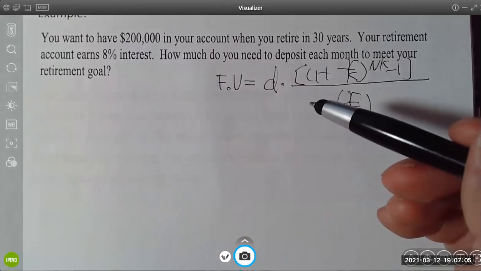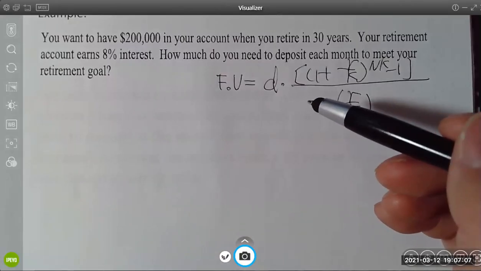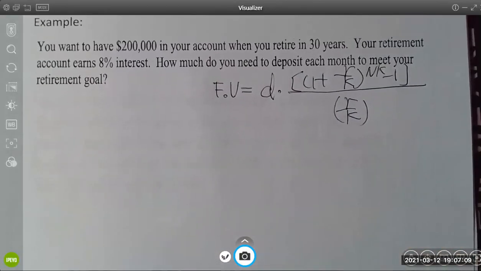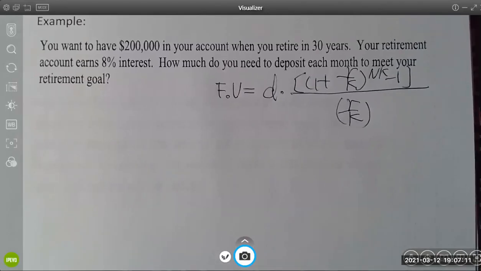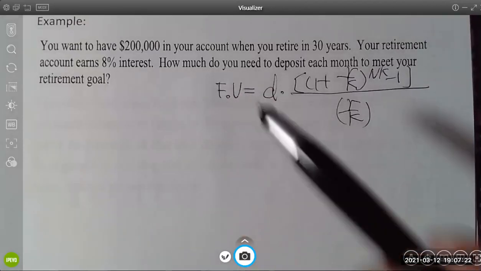So they can only ask you 2 questions. Now let's take a look at this particular one. You want to have 200K in your account when you retire in 30 years. Apparently this 200K is a number after 30 years, right? That's future value. So you're given future value.